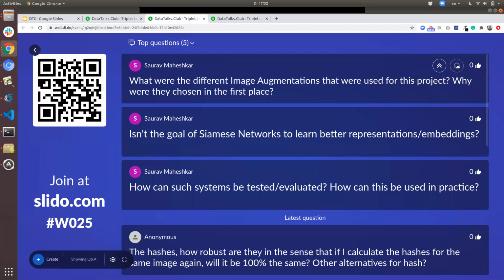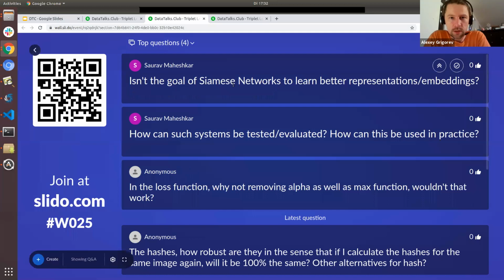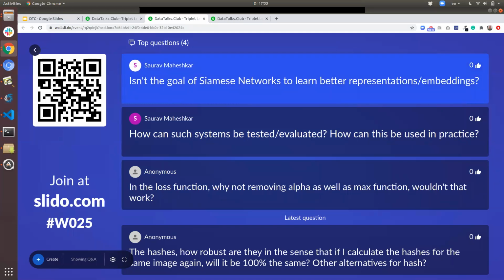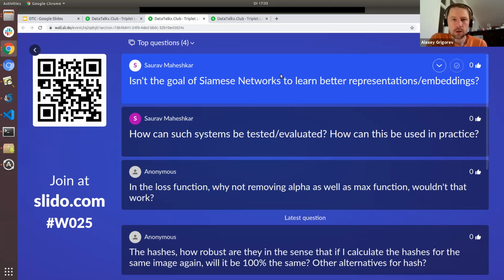Okay, thank you. Another question is, isn't the goal of Siamese networks to learn better representation embeddings? Yes, it's the idea of the Siamese network to learn better representation. As I said, in the end we want to represent our image in such a way that an image and its modification are really close in our embedding space, closer than some other image. So when we have this embedding and we want to find the closest image in this vector space, it should be the one that was augmented, not the one that was just similar to it. So yes, you're right. Thanks, I think you answered that.